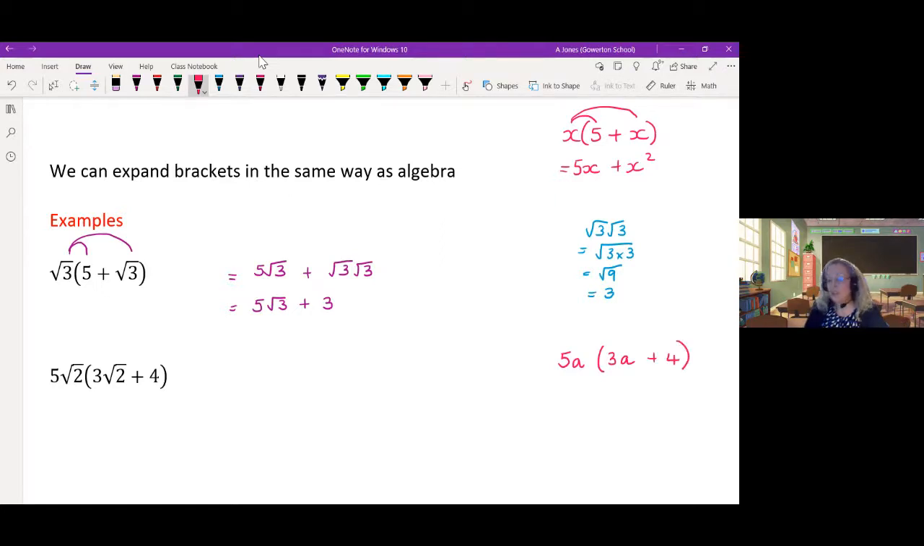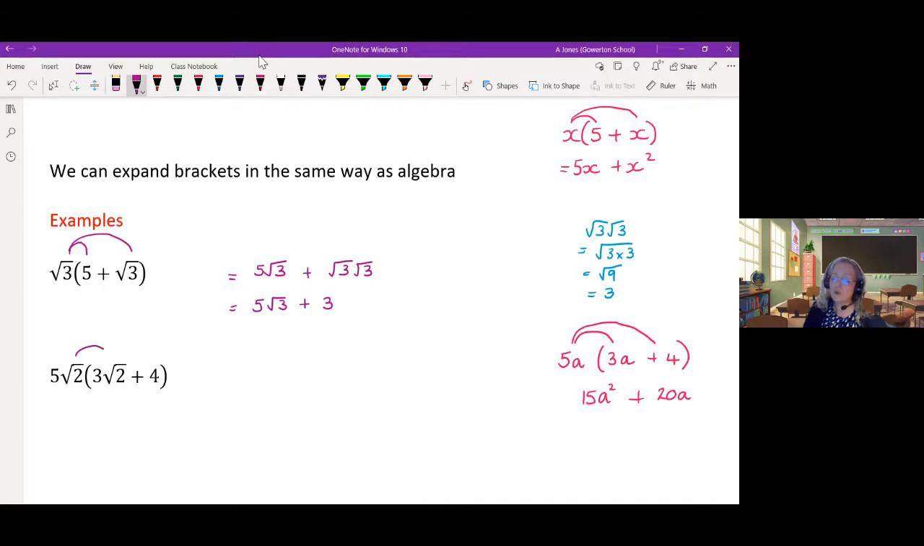And I'm just going to think about it as algebra and say, how would I answer this question if it was the algebra which I'm used to doing, and then apply the same rules to these. So multiplying this out, I would say 5 multiplied by 3 is 15. A multiplied by a is a squared. So 5a multiplied by 3a is 15a squared. And then I would multiply this part and say 5a multiplied by 4 is 20a. So I will now use the exact same rules to multiply this out.